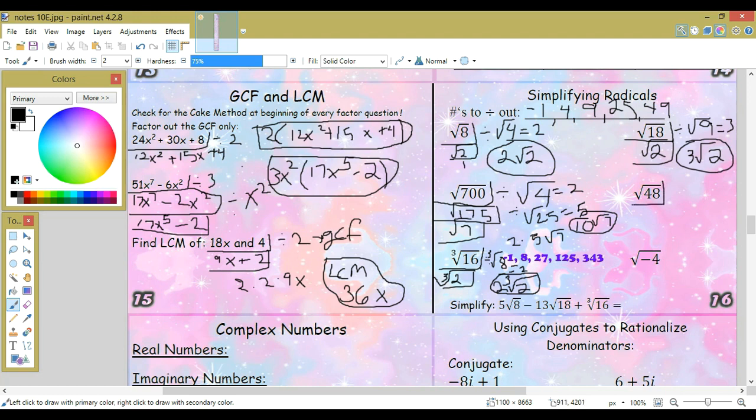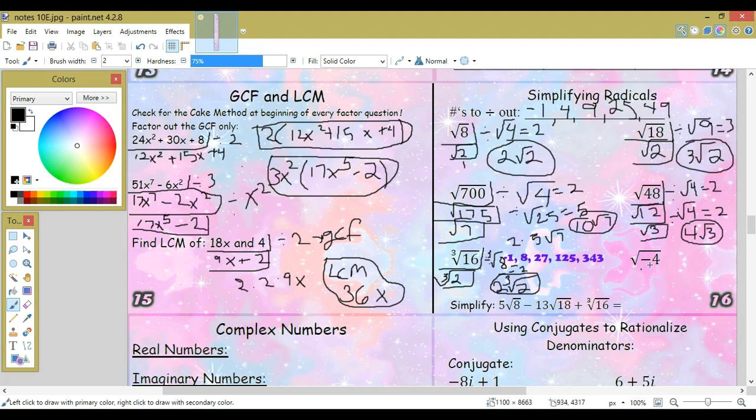Square root of 48. We take out 4. 48 divided by 4 is 12. We could take out another 4. 12 divided by 4 is 3. So we have 2 times the square root of 3. That's 4 square root 3.